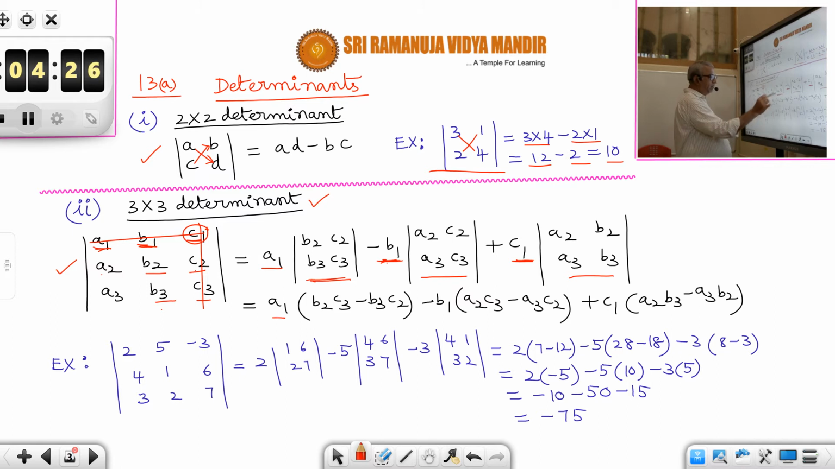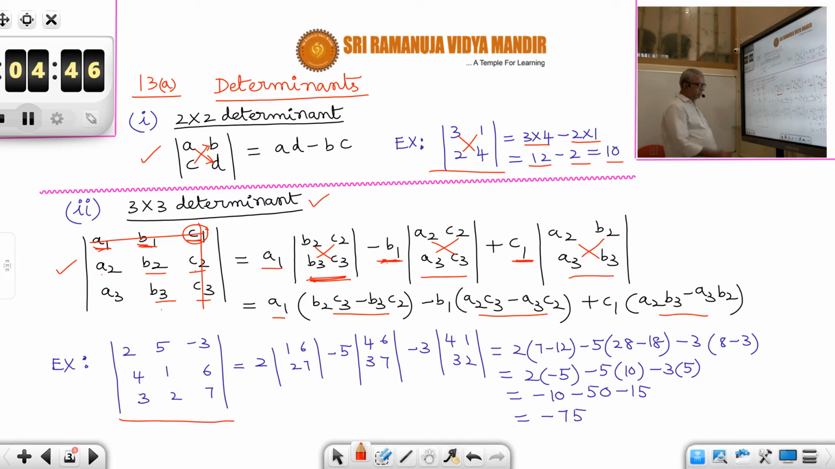So A1 into, what is the expansion of this 2 by 2 determinant? B2, C3 minus B3, C2. Similarly here, A2, C3 minus A3, C2. Similarly here, A2, B3 minus A3, B2. And then further you can expand and find its value. So I have given a numerical example here.